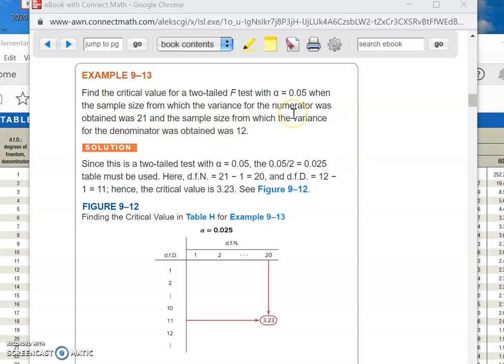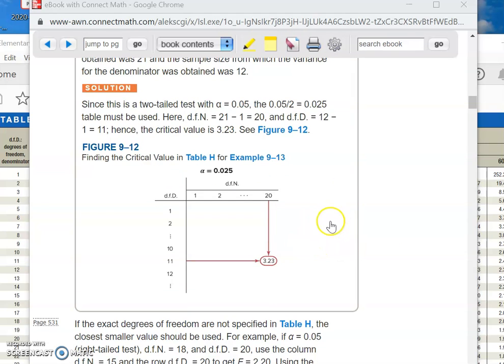Okay, the numerator sample size is 21, so the degree of freedom for the numerator is 20. That's the top one. For the denominator, the sample size is 12, so the degree of freedom is 1 less, which is 11. Okie dokie.